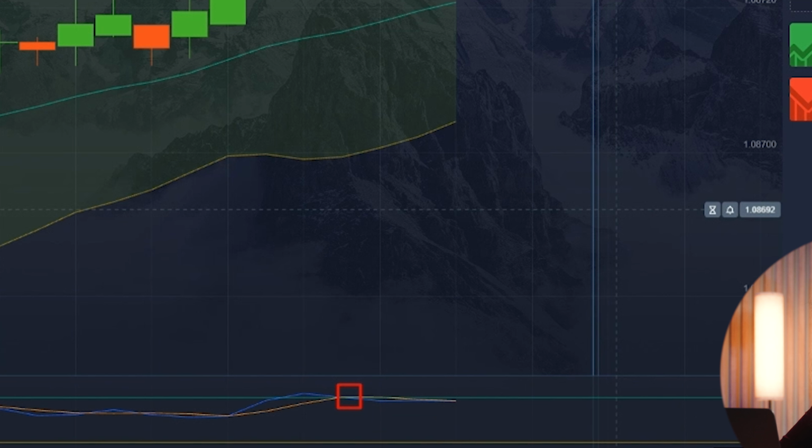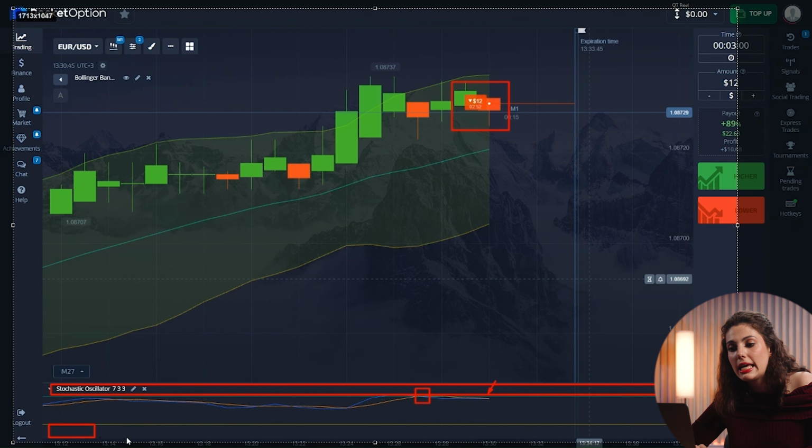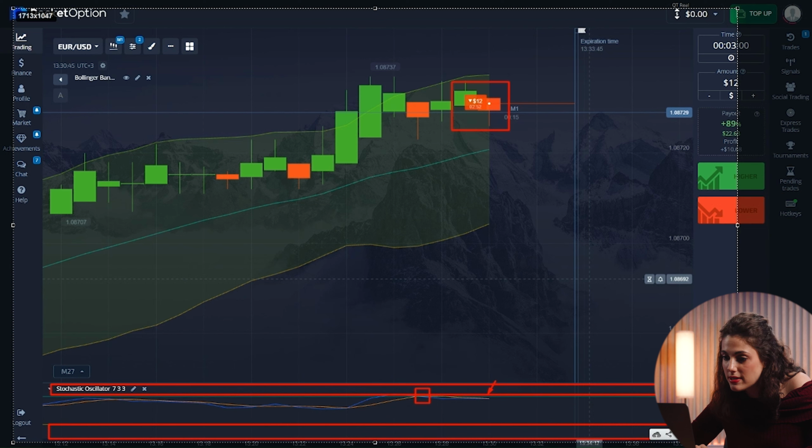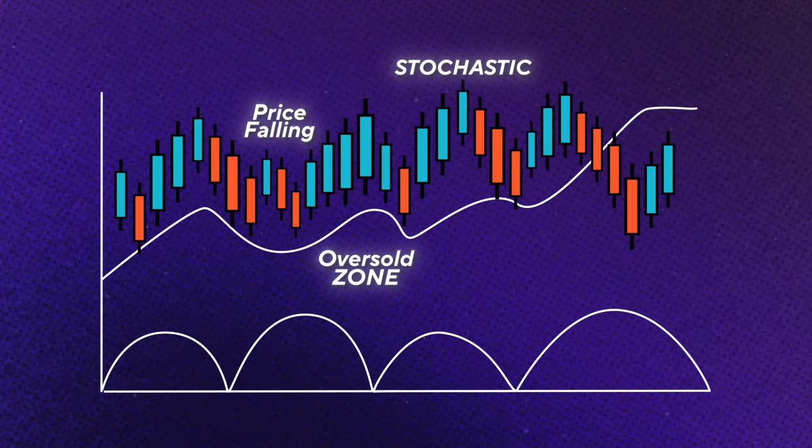Its blue line should cross the red signal line from top to bottom if we are trading downwards. Even better if the stochastic comes out of the overbought zone. It is located at the top of its chart, and below is the oversold zone. Similarly, we look for confirmation of signals to rise. This is when the stochastic lines exit the oversold zone and cross from bottom to top.